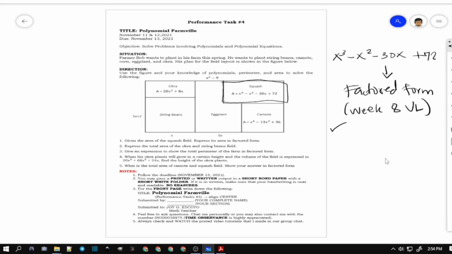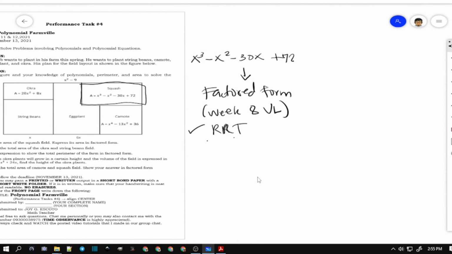Number 1, use the rational root theorem. With the rational root theorem, get the factors of the constant term, which is 72. So, if it is 72, what are the factors of 72? List them there: positive and negative 1, positive and negative 2, and so on.